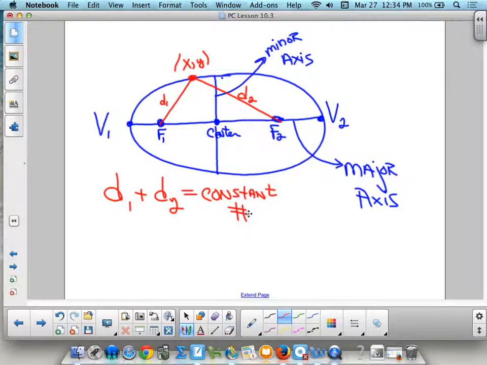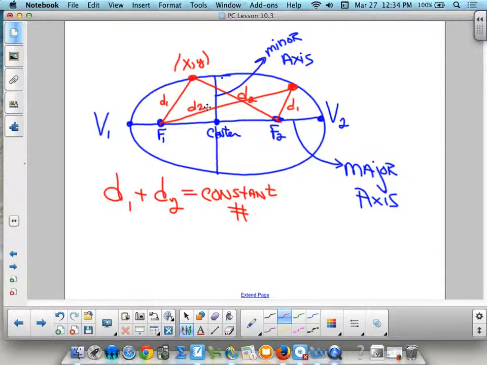But if I took that distance plus that distance, I'd get this number, whatever it is. But what would I get if I picked this point right here? This distance, call that D1, plus this distance, call that D2. What do you think I'd get if I added those two distances? The same constant number. Now the question is, what's that number?